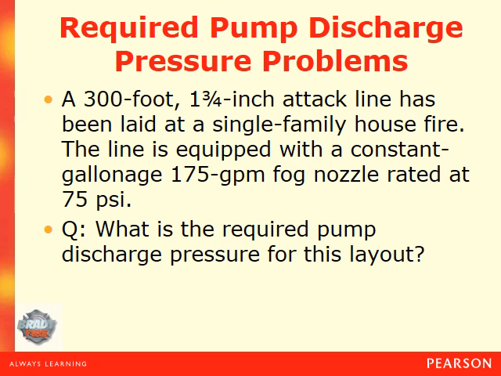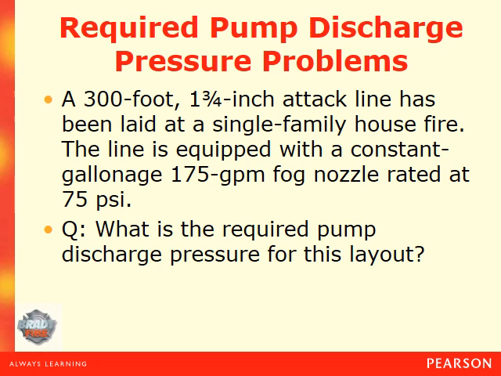Our next question. We have 300 feet of 1 3/4 attack line. It has been laid at a single family house fire. The line is equipped with a constant gallonage 175 gallons per minute fog nozzle rated at 75 psi. So they're telling us that again we're going to be flowing 175 gallons per minute, so that's known. And we know we have a fog nozzle, and we already start at that end, working our way back, so we know it's going to be 75 psi plus the friction loss.